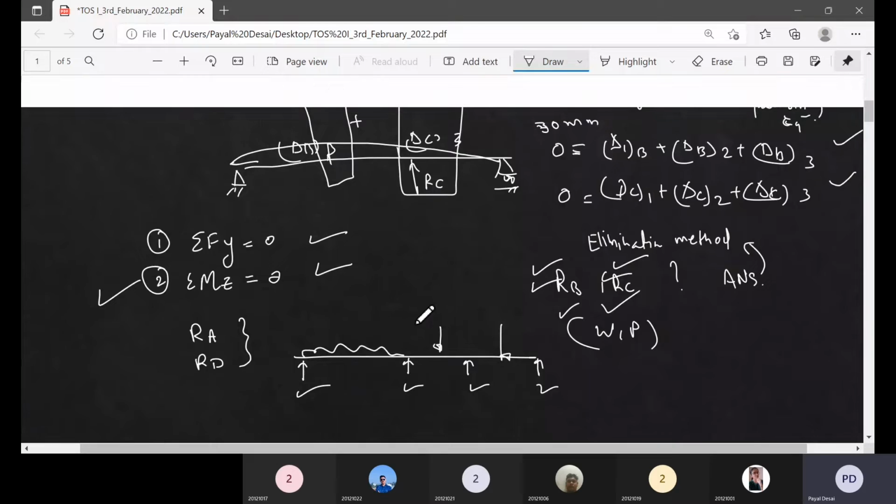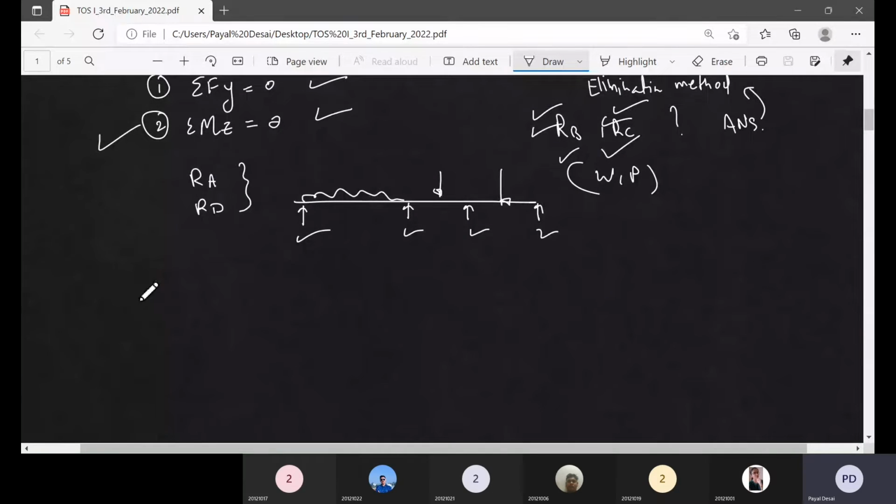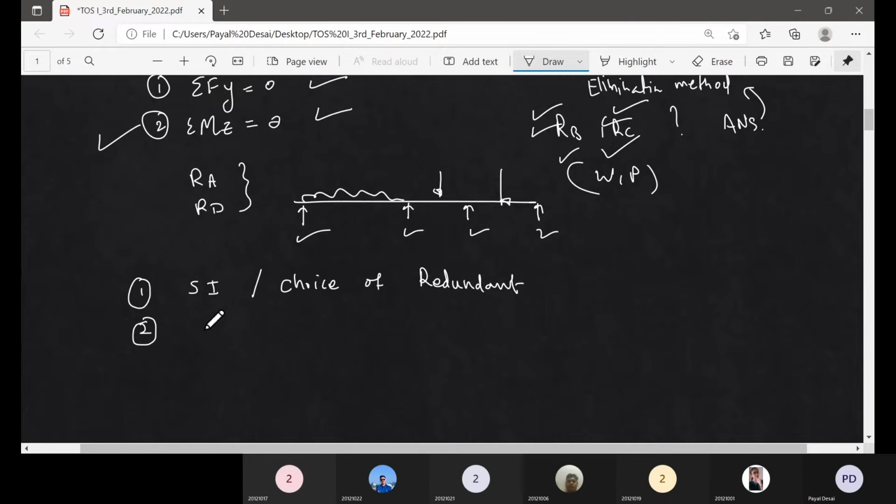So there are 3 steps in the entire process for solving these assignment exercises. I am repeating a few things so that you don't have any difficulty in solving the assignment also. One is, first you find the static degree of indeterminacy and choice of redundant. Second, you have to make the structure statically determinate, and in the entire process of method of superposition, the way we are doing, find out redundant forces. Third step is to find out the redundant forces from the compatibility equation.